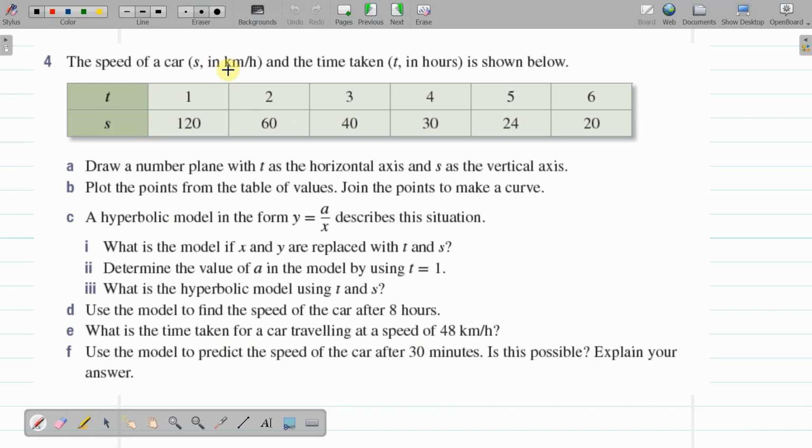Speed of a car, s in kilometres per hour, and the time taken, t in hours. So time is 1 hour, you've travelled 120. Speed of a car, yep. Number plane, so your values have got to go from the bottom row from 0 to 6, and up here it's got to go from 0 up to 120.